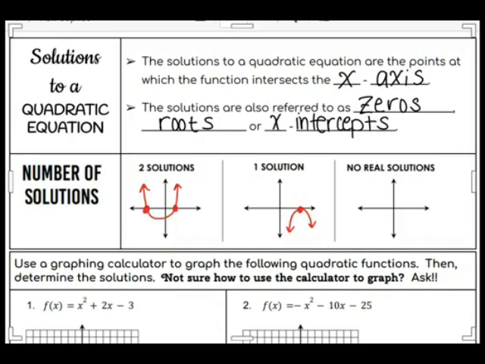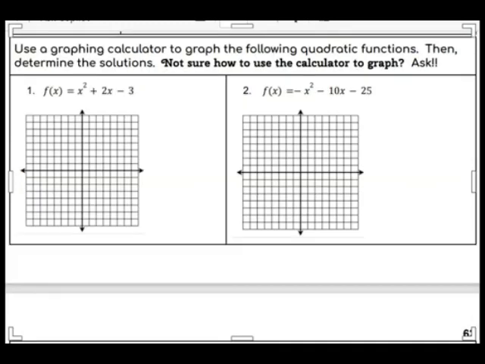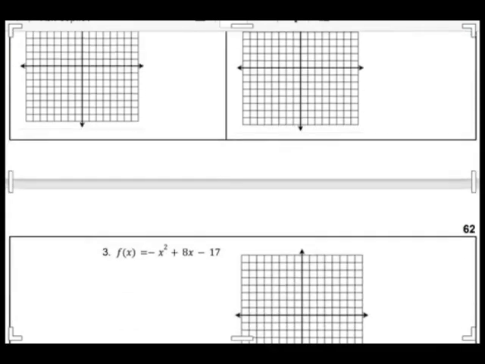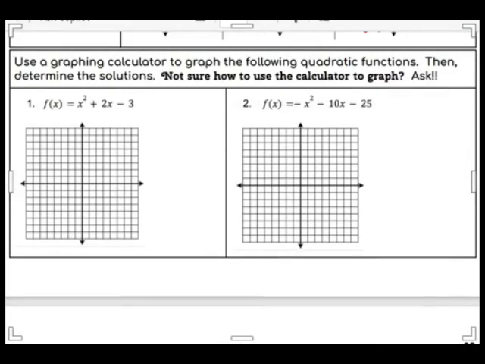No real solutions means my graph never actually touches the x-axis. It could look like that. It could look like this. There's a variety of ways, of course, but what you'll see is it never actually crosses the x-axis. We're going to now use a graphing calculator to graph these three equations, and then we're going to determine what the solutions are. So I'm going to put this into my graphing calculator.